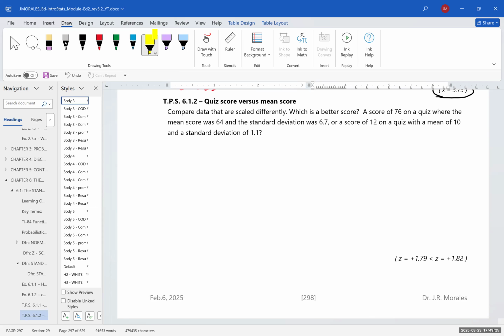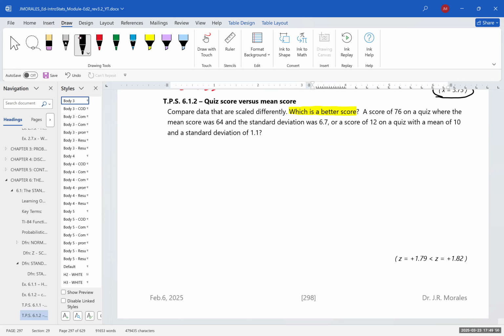So, compare data that are scaled differently. Which is a better score? A score of 76 on a quiz where the mean score was 64 and the standard deviation was 6.7, or a score of 12 on a quiz with a mean of 10 and a standard deviation of 1.1.